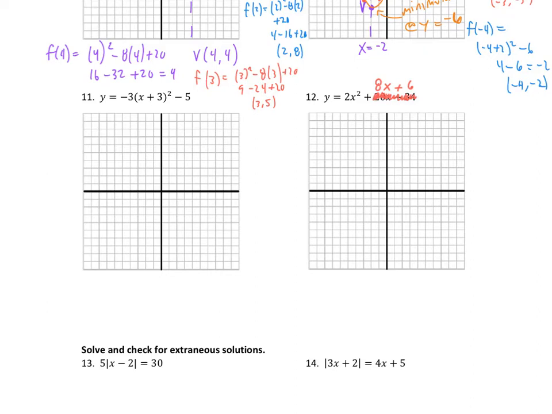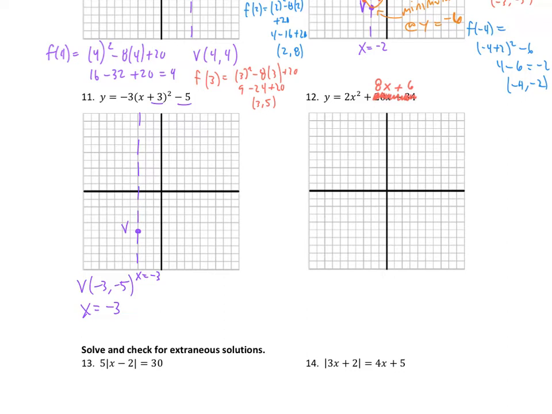So it means we know right off the bat where our vertex is, and it's at -3, -5, because of those two numbers right there. So -3, and that means my axis of symmetry, which I just started drawing, is at -3, so x equals -3. And -3, -5 is right here, so that's my vertex. Let's see, need some more points.